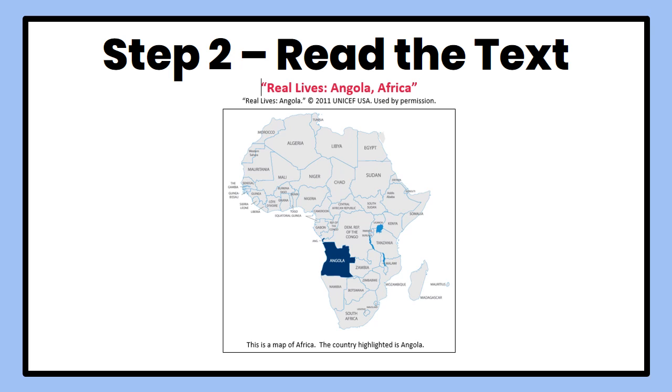Now let's read. I'm going to read aloud, but I want your eyes on the text too. You should be following along on the screen or on your own copy of the text. Real Lives, Angola, Africa. Real Lives Angola, copyright 2011, UNICEF, USA, used with permission. The subtitle tells us that this text comes from the UNICEF organization. The UNICEF's mission is to advocate for the protection of children's rights, to help meet their basic needs, and to expand their opportunities to reach their full potential.